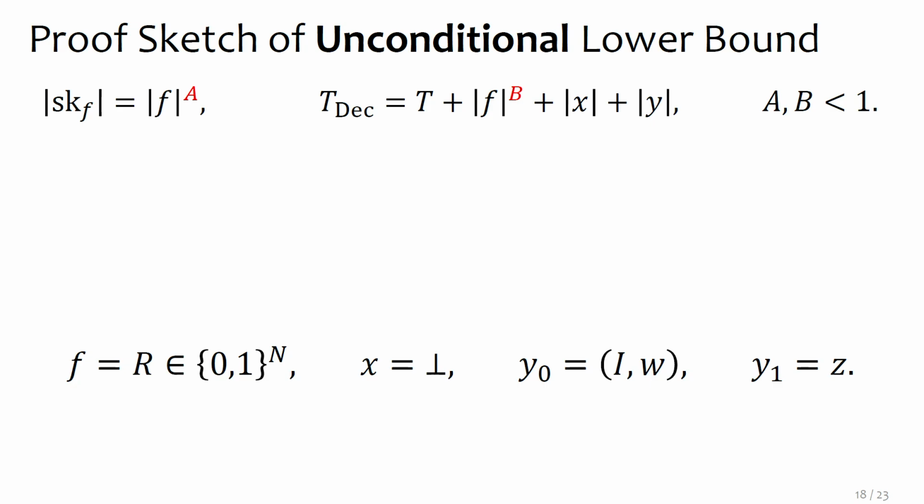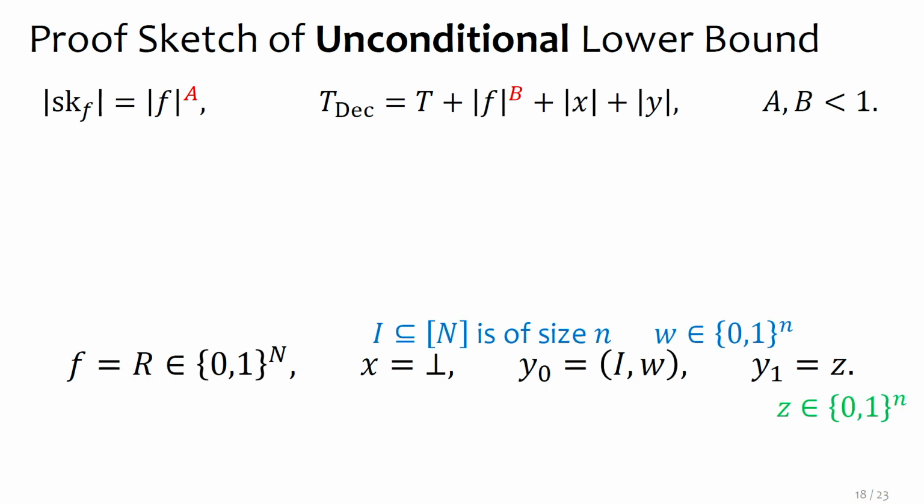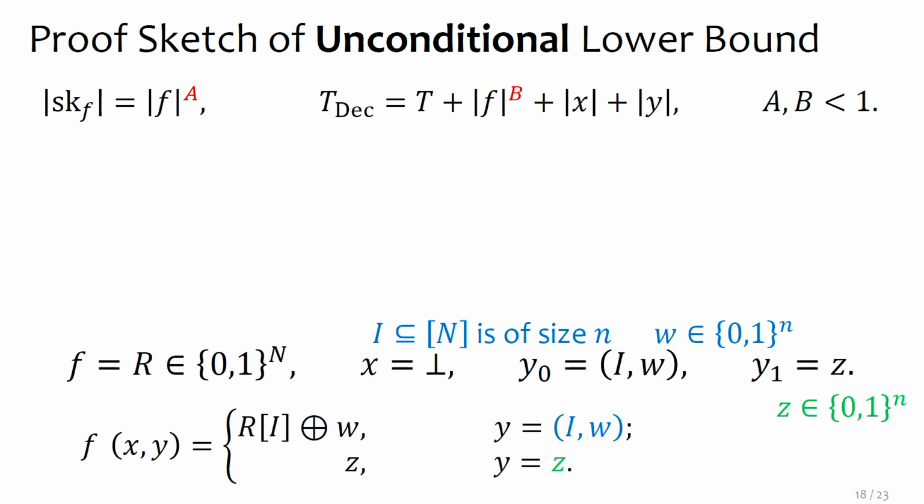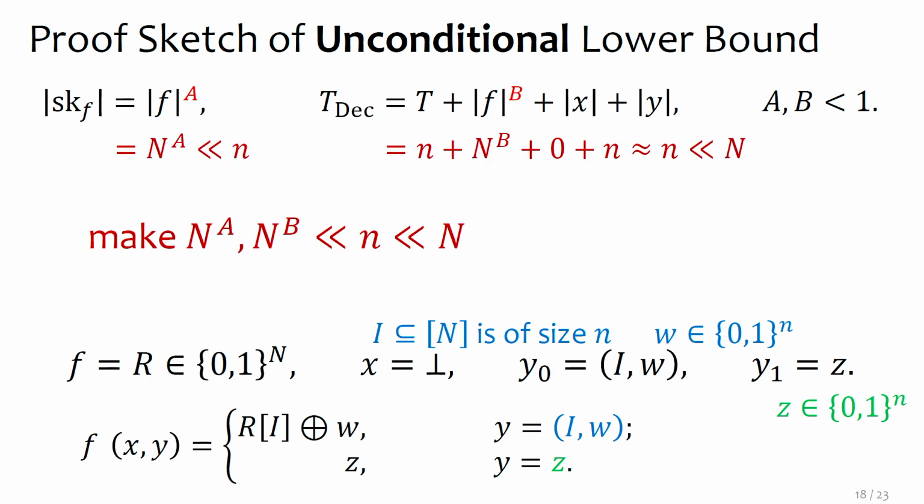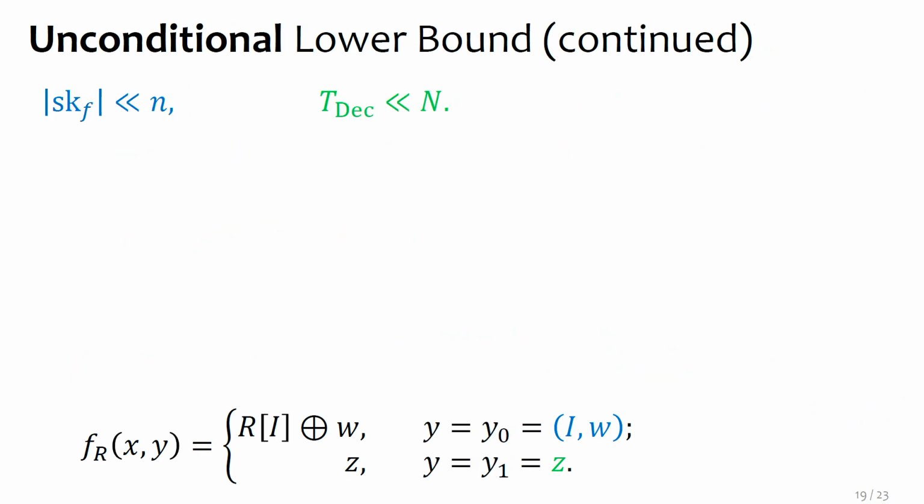And there are two possible variants of private inputs. The first one is you have an index set I and a one-time pad W. And the second case is that you have just an output Z. And the function applied to this private input is either R sub I XOR W, or just Z. Now we choose little n such that capital N to the a and capital N to the b are much smaller than little n, and n is much smaller than capital N. So that the secret key size is much smaller than the basically the running time of the machine, and then the decryption time is much smaller than the description size of F, which is the dominant factor here.